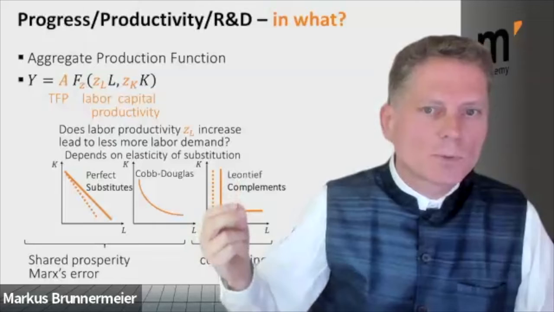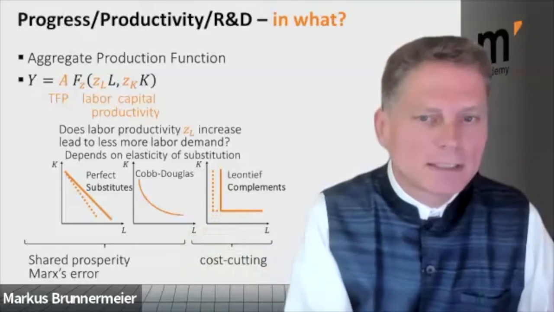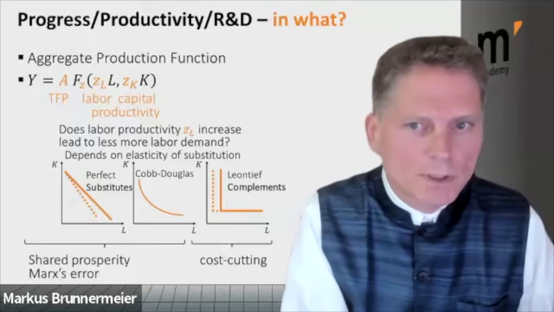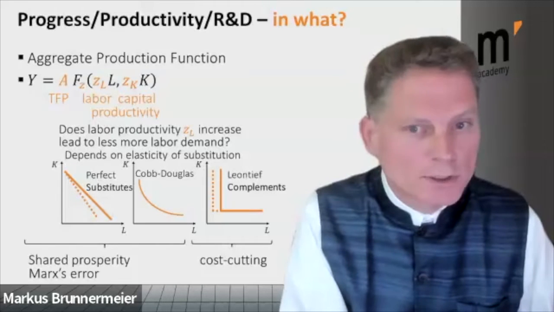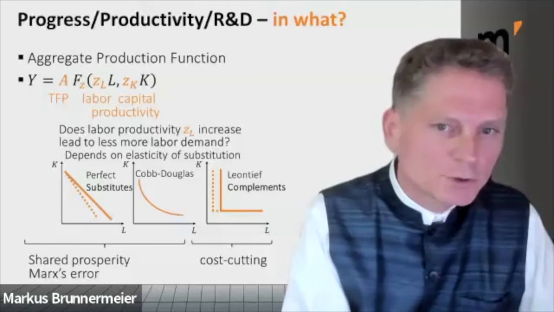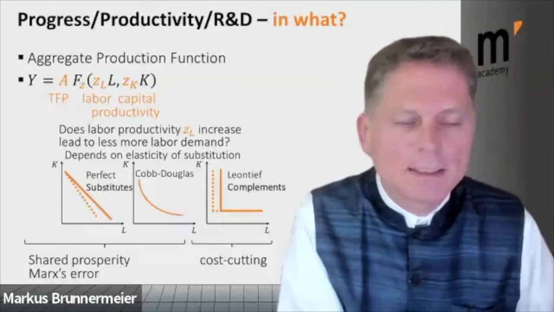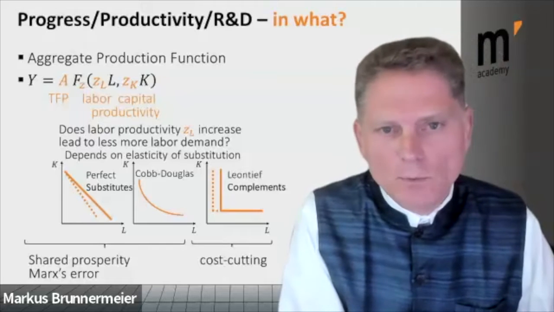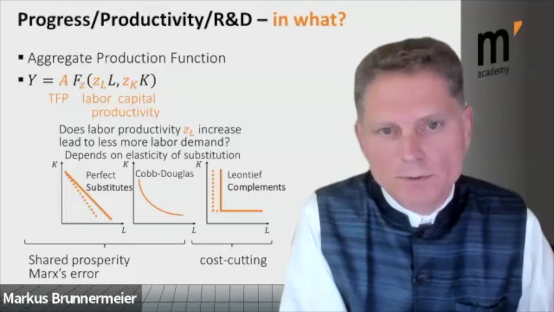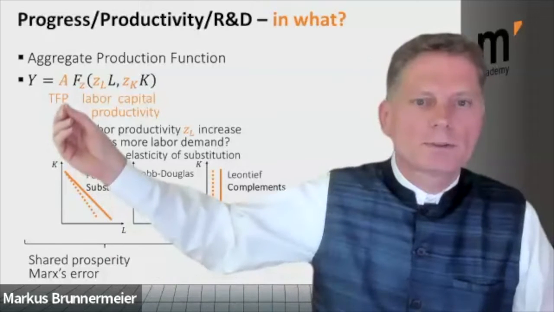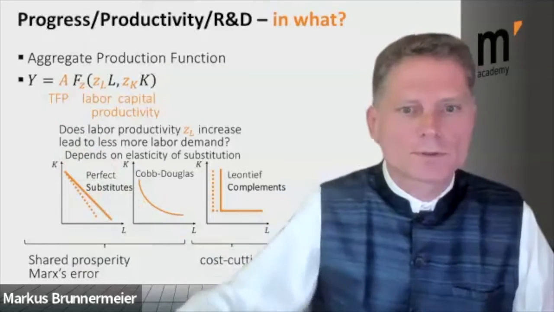So these are the isoquants. Nevertheless, there will be fewer workers working and the labor share is actually going down. This way it's cost cutting. So whether it's shared prosperity or cost cutting, hurting the workers or benefiting the workers, this productivity increase depends very much on the elasticity of substitution. Of course, if you have TFP growth, that is also beneficial for all of society.